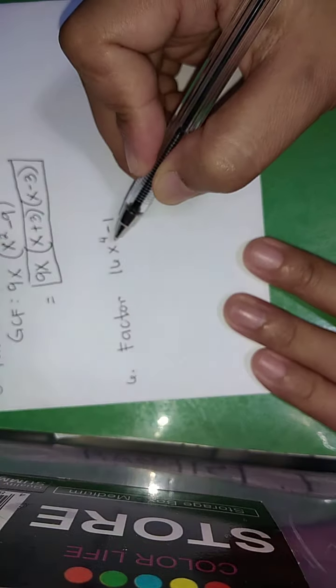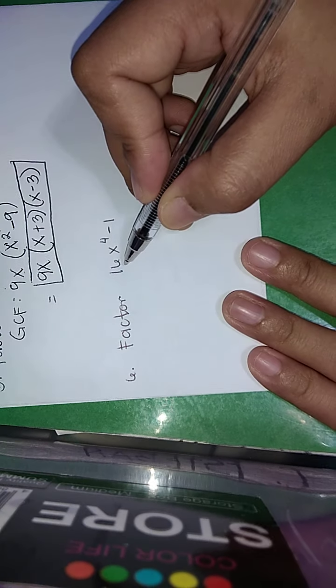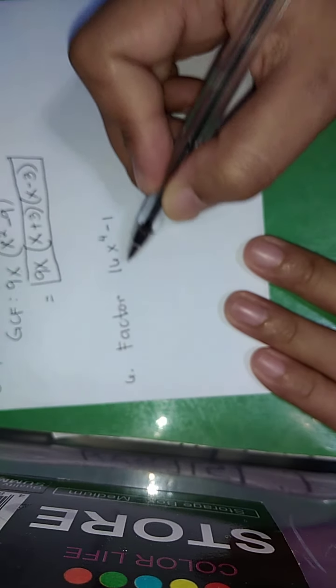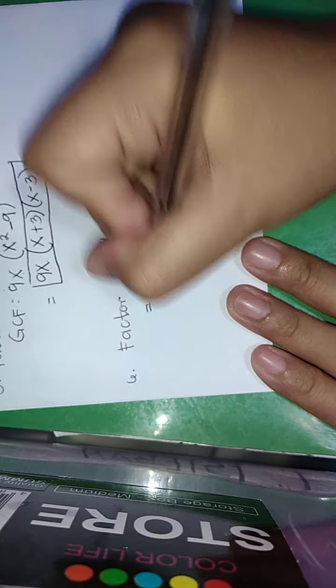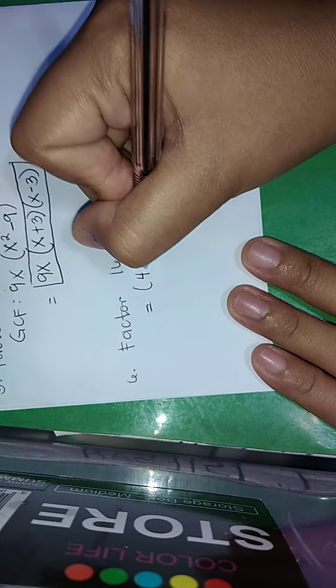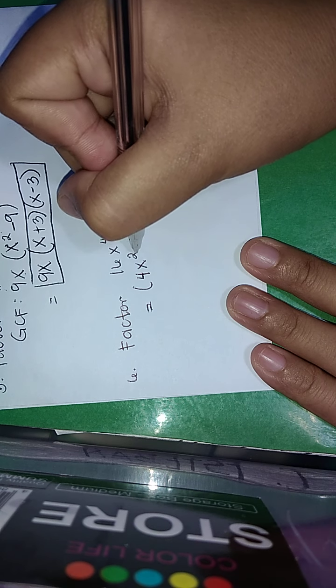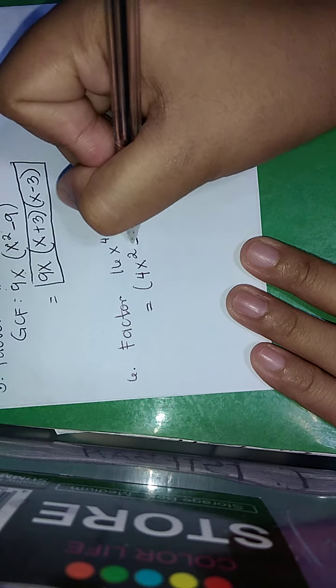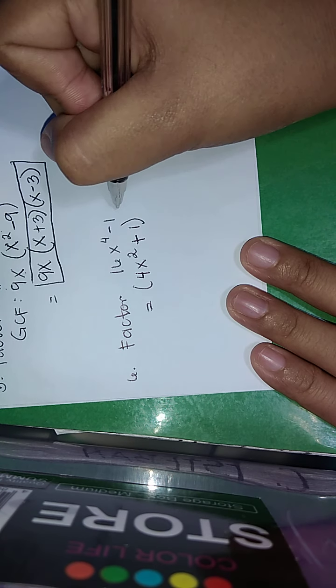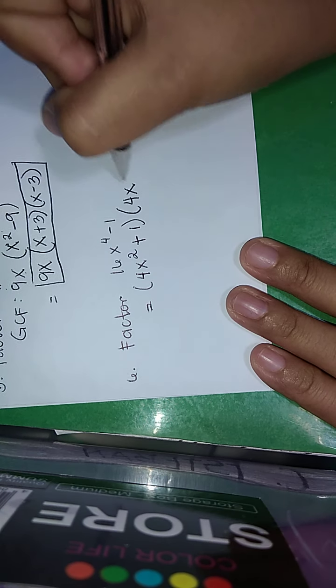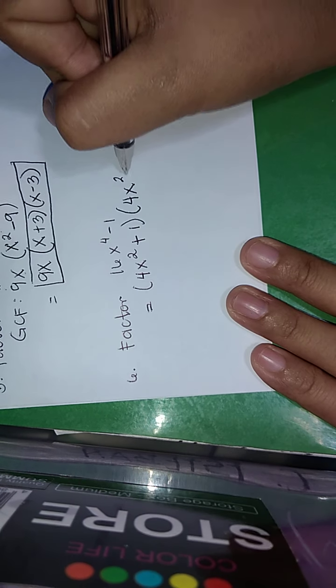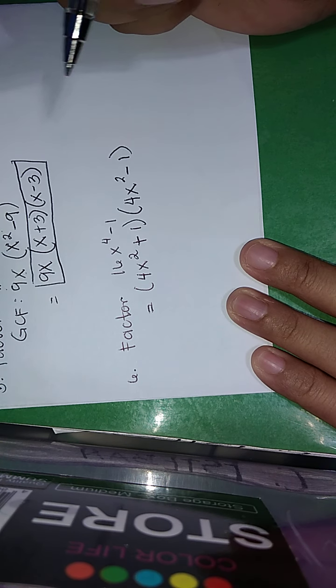Okay, number 6. Factor 16x raised to 4 minus 1. So even number, and then siya perfect square in dalawang terms. So factor niya ay square root ng 16x raised to 4 ay 4x squared. So 4 divided by 2 is 2. Kaya naging x squared. Plus square root of 1 is 1. So we have 4x squared. So isang plus at isang minus.